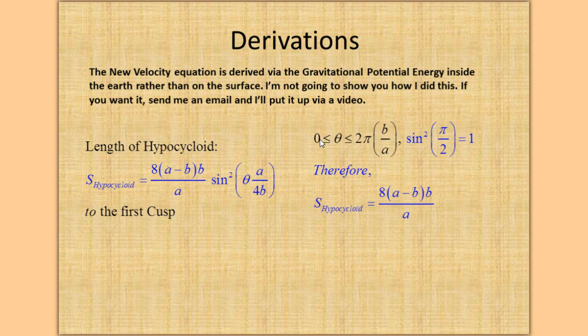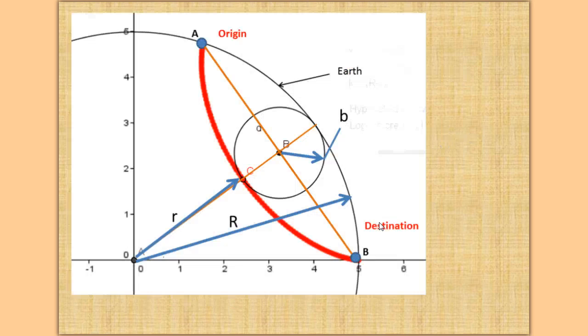Well, the value of theta is greater than or equal to 0 and less than or equal to 2 pi b over a. If I take 2 pi b over a and plug it in for theta here, I get 2 pi. And the b over a's cancel. 2 pi over 2, 2 goes into 4 2 times, and I get pi over 2. Well, sine of pi over 2 is equal to 1. So therefore, the length of the hypocycloid is equal to 8 times the quantity a minus b, times b divided by a. Okay, let's put this together.